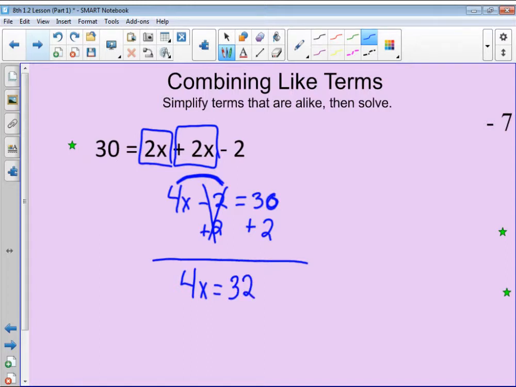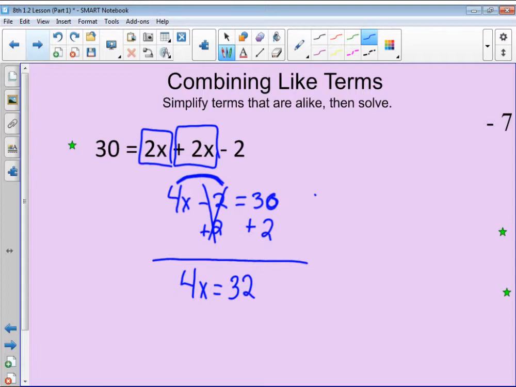And some of you will be able to work ahead of me on these. I take it at a slow pace for those that are still trying to catch on so that they can watch each and every single step. And some of you might be working ahead of me because you're confident. You've already built the skill of solving this two-step equation.